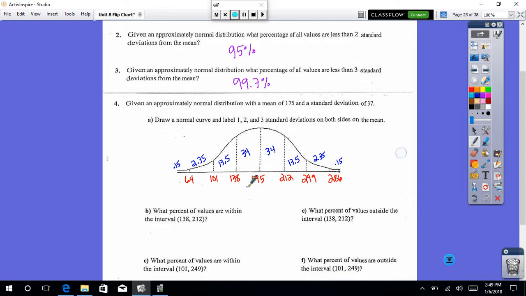What percent falls between 138 and 212? Y'all know where the colored pencils are. You know where the markers are in my room if you want to use them. Again, 138 to 212. Those two percentages right there make up 68%. Ooh, yellow, not a good color. So 68%.